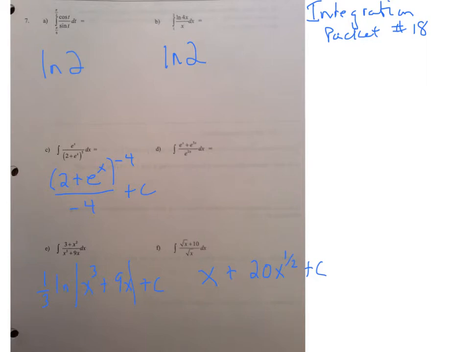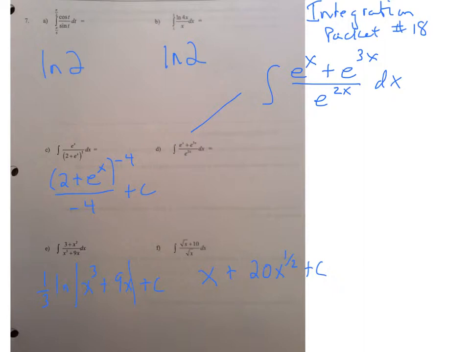This is integration packet number 18, problem number 7. I have gone ahead and given you the end results of 5 out of 6 of these problems, but I want to talk about D for a minute or two here. I'm just going to rewrite it because it's a little hard to see. It's the integral of e to the x plus e to the 3x over e to the 2x dx.